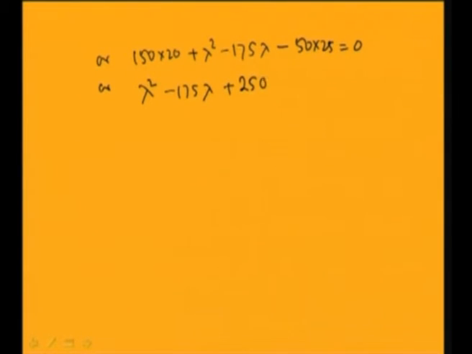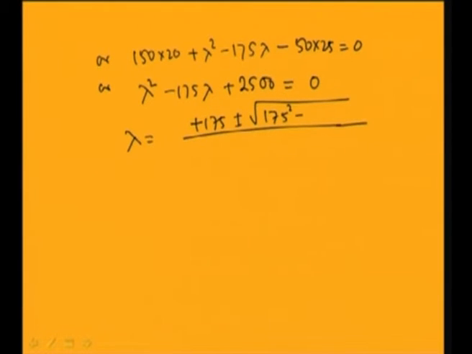So lambda will be equal to minus b plus or minus root over b square minus 4ac, by 2a, where a equals 1 and c equals 2500. If you calculate this, you will get two values of lambda. The first value becomes 15.6930, and lambda 2 equals 159.30.